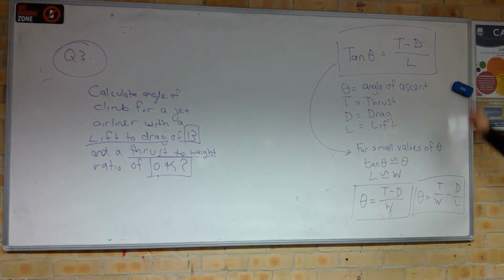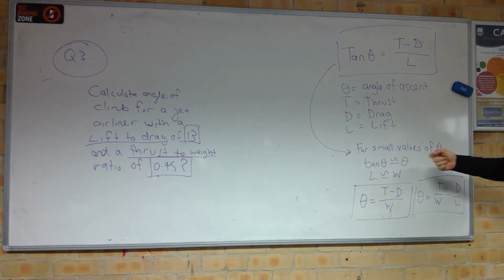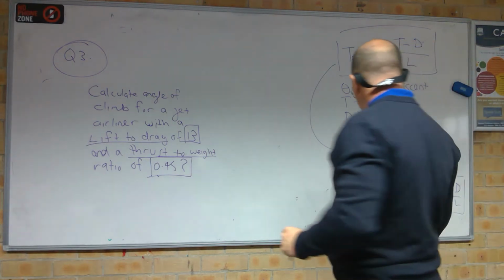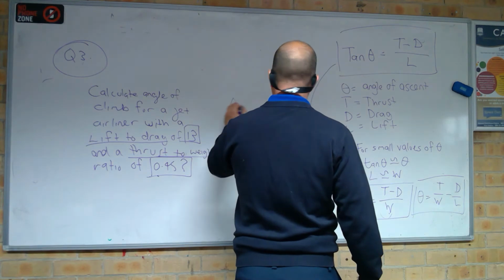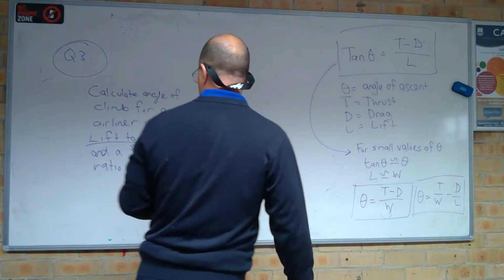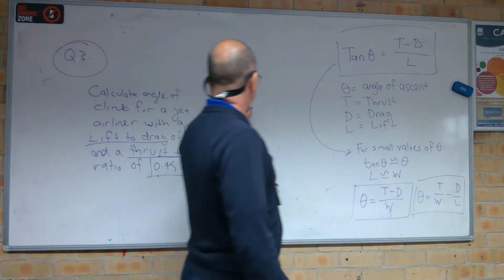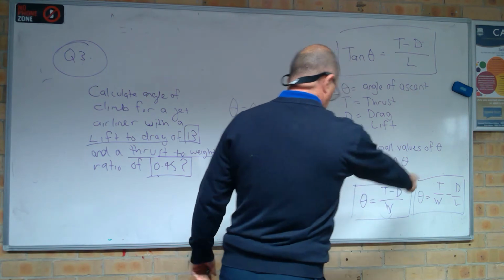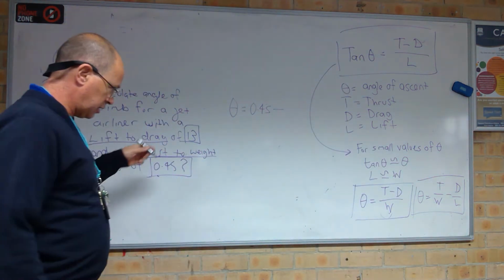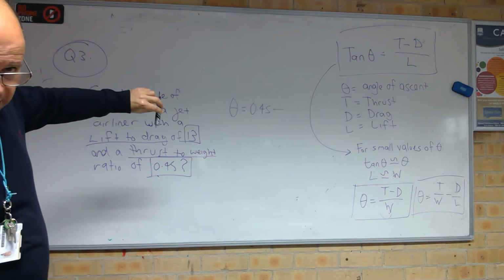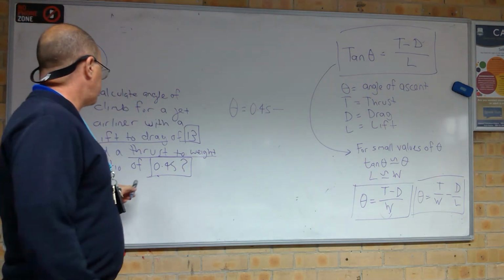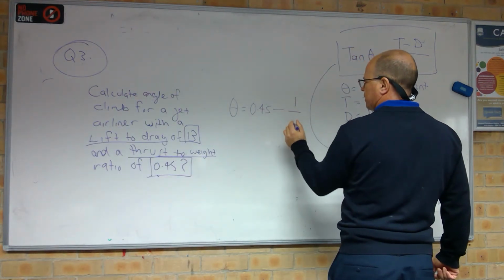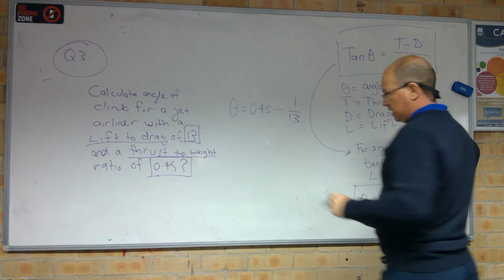So either memorize all these three equations or just remember that step. Small value, we get to that, and we get to that, okay? So now we can just substitute in. We can say theta equals thrust over weight. Well, our thrust over weight is 0.45. And then we're going to say minus drag to lift ratio. We've got a lift to drag ratio, so if we flip it, we're taking the reciprocal of our lift to drag. So 1 divided by something is the reciprocal. We talked about that in the last video.